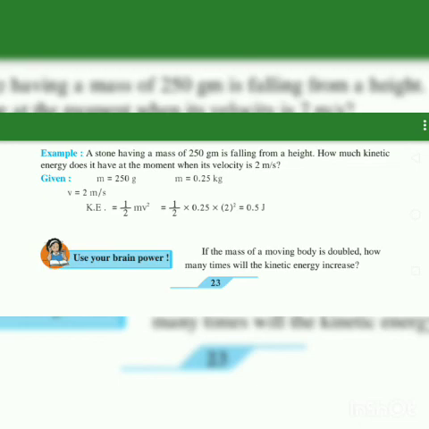So this is homework for you. You have to note down the expression of kinetic energy and also this example. And also here is one question, use your brain power. If the mass of a moving body is doubled, how many times will the kinetic energy increase? Think about it and find out the answer.